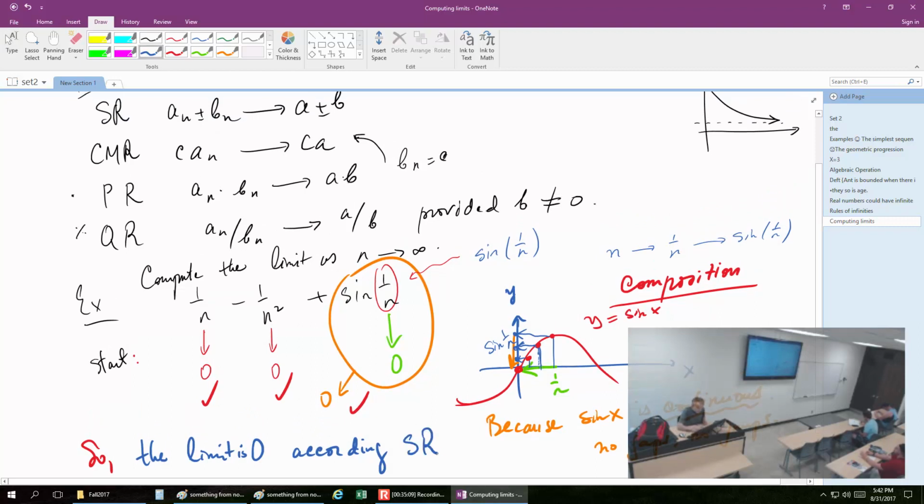According to the sum rule. That's right. Okay. So once again, if we are able to break your sequence into a sum or difference of other sequences, and we know the limits of those sequences, we just compute the limit of each of the parts, and then the end result is just the sum of those limits. Okay. So the sequences might be more or less complicated in the future, but this is pretty much all we have to worry about.